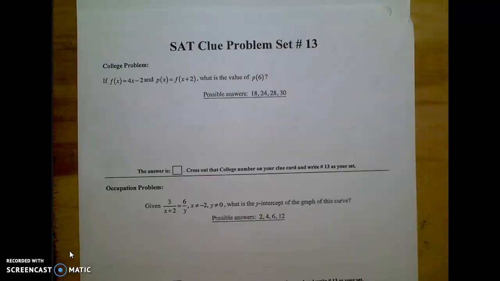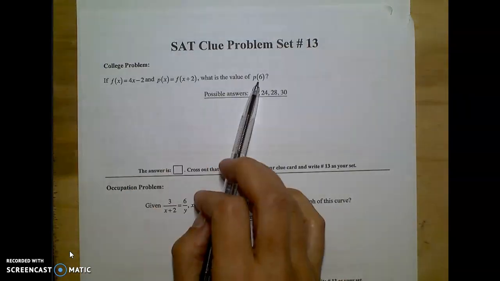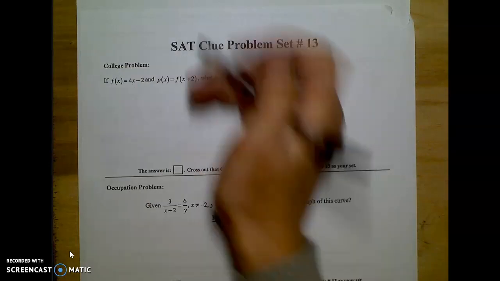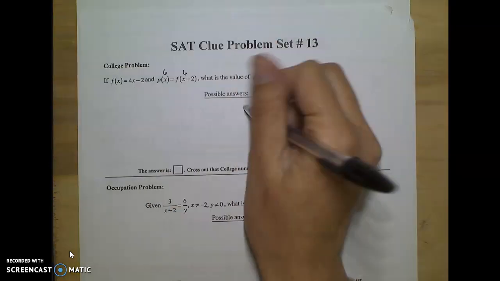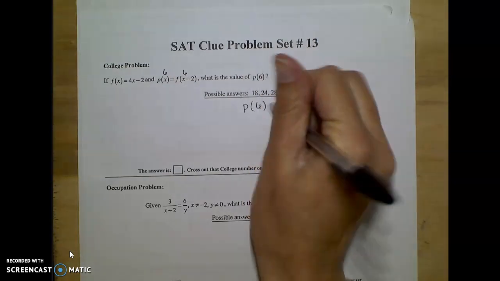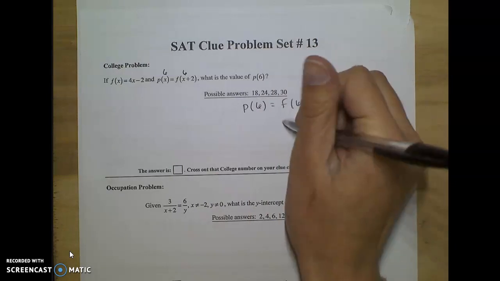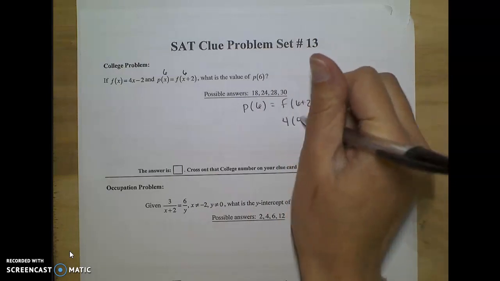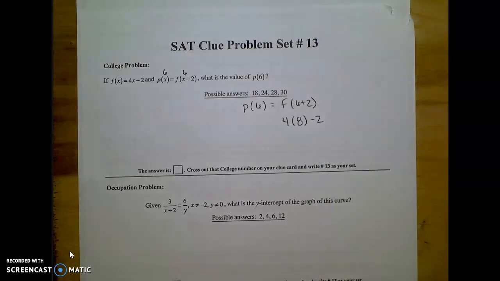Okay, set 13. We have f of x is this, p of x is that. What is the value of p of 6? So I just put the 6 in place of all these x's here. So if I have p of 6 equals f of 6 plus 2, then really I'm plugging in 8. And hopefully you can just finish it after that.